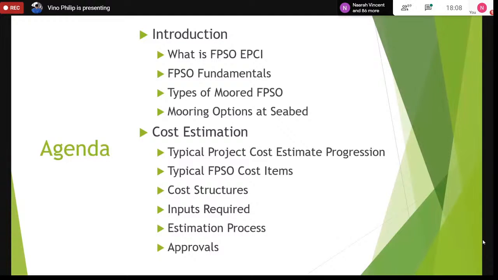Mitsui is the parent company of MODEC. So I will explain the two cost structures that I have been involved in and the way that I've been working. And then I will explain for the cost estimation, what are the inputs required?